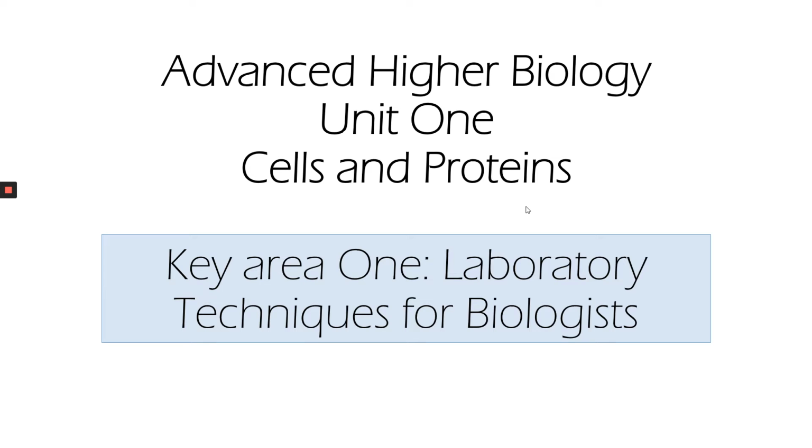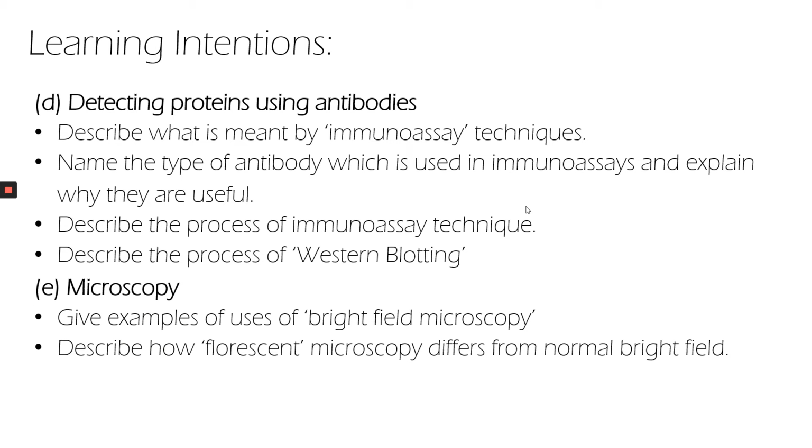Advanced Higher Biology, Unit 1, Cells and Proteins, specifically Key Area 1, Laboratory Techniques for Biology, covering sections D and E. So detecting proteins using antibodies, immunoassay techniques, what type of antibodies are used for this and why they're useful. We'll look at the actual process of immunoassay techniques, Western blotting, and then we'll finish off looking at two of the types of microscopy, bright field and fluorescent.